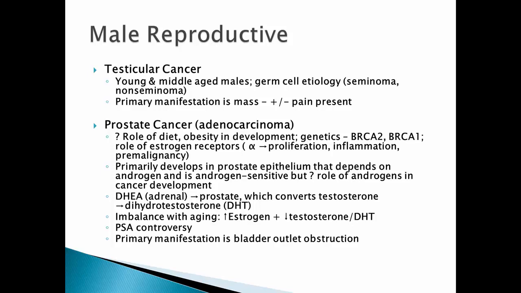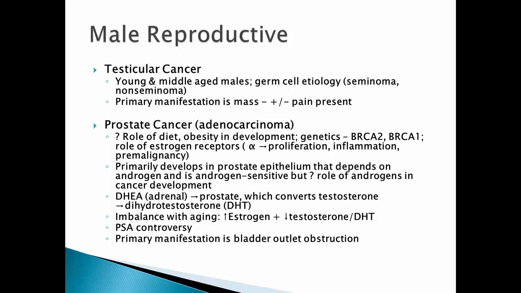Now, as the male gets older, there is an imbalance between estrogen and testosterone. So what happens in aging is there is more estrogen in relationship to the amount of testosterone and therefore DHT that is available. So it's an imbalance of estrogen and testosterone.